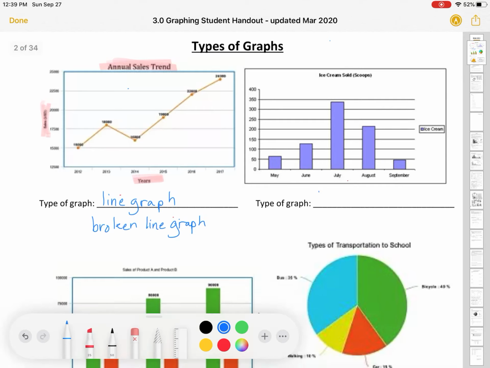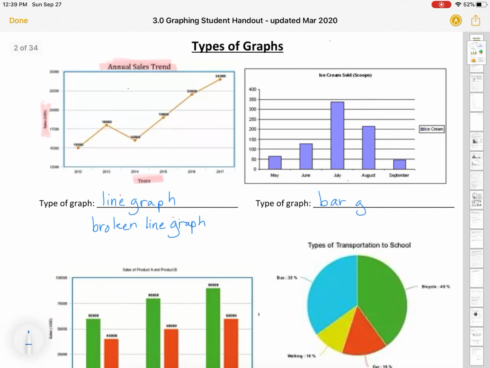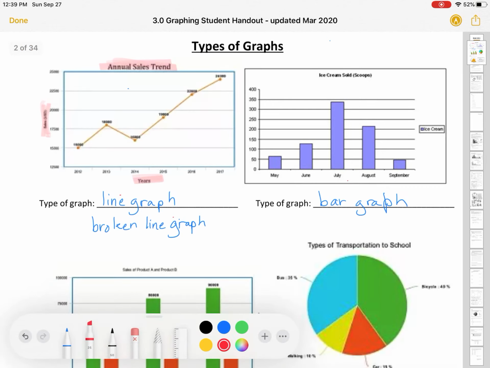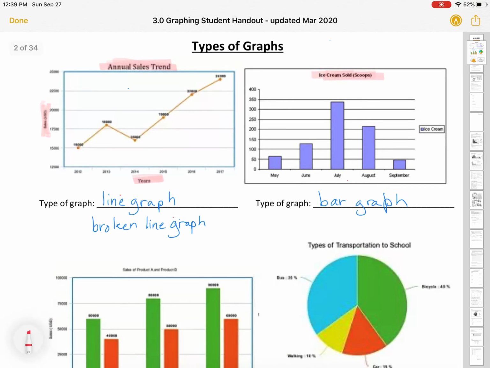This next one is a bar graph. Again, if we look at it, we have a title. We don't have the axes labeled, but we can tell that these are months and that it says in the title these are scoops. Usually we would want to put some more information on each of those labels to kind of talk about what it is.